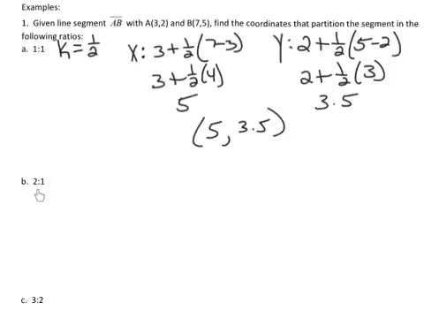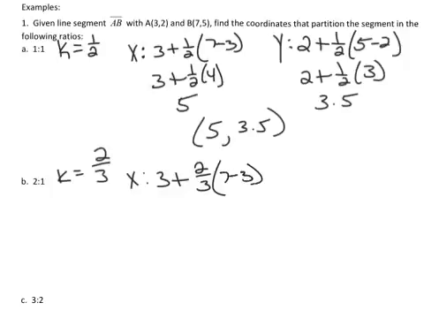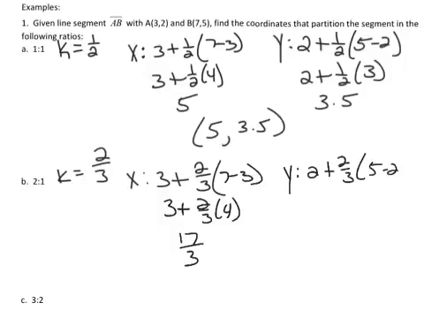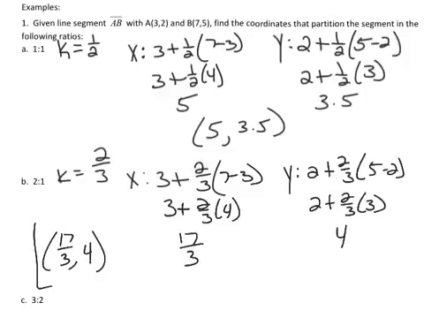The second one is a ratio of 2 to 1, which means my scale factor is going to be 2 over 3. So I do the same thing. My starting point doesn't change. I still start at 3, and my difference doesn't change. The only thing that's changing is the scale factor. So my difference is still 7 minus 3, and I get 3 plus 2/3 times 4, which in the end gives me 17/3 for my x value. For my y value, I have 2 plus 2/3 times 5 minus 2, so 2 plus 2/3 times 3, and I get 4. So this coordinate point is (17/3, 4). That's the location of the point that divides AB into a ratio of 2 to 1. So I'm 2/3 of the way along the line.